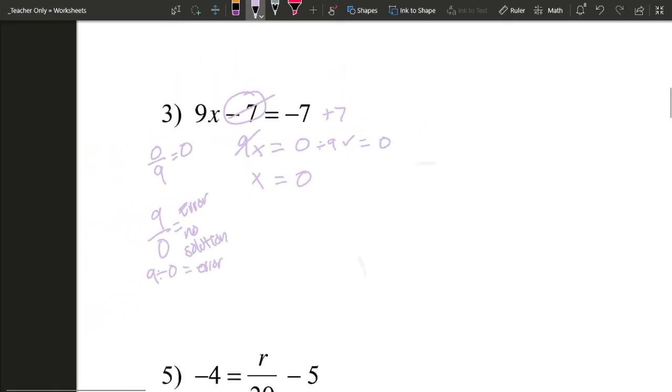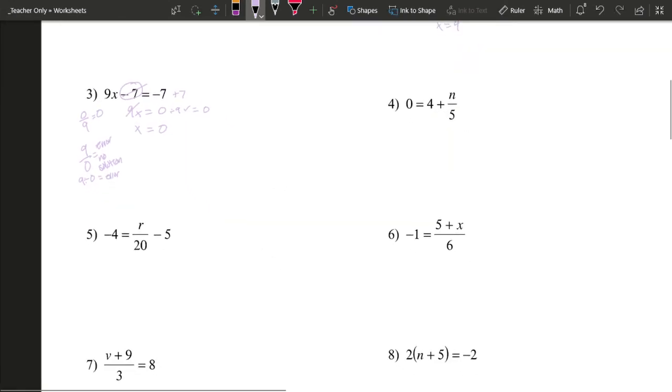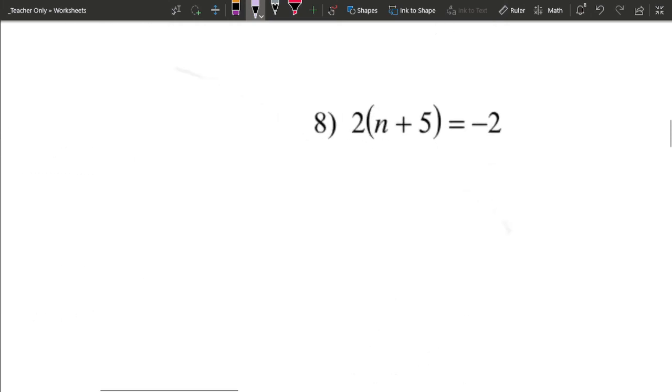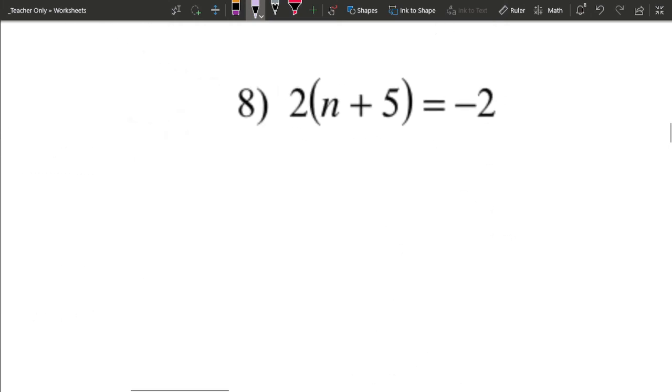Number 8 is another one that we had to do on the assignment on the previous video. So for this one, before I can do anything like that, we have a group, okay? So I gotta undo that group. And remember, a number and a parenthesis together, they're multiplying. So I have to distribute that. I cannot do anything if it's like that. So if they're multiplying, I'm gonna multiply this by this, and then this by this.